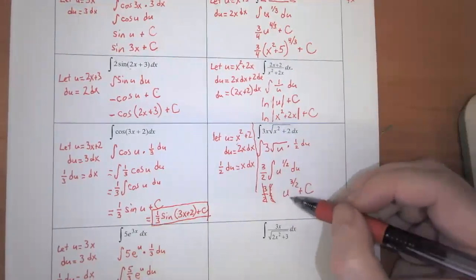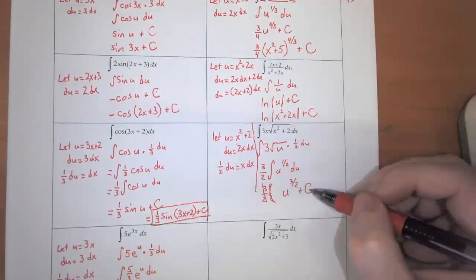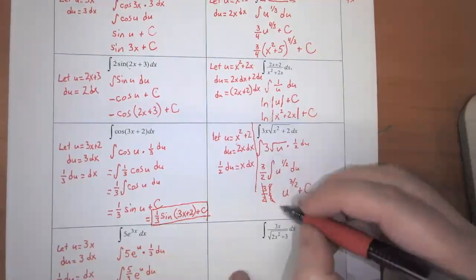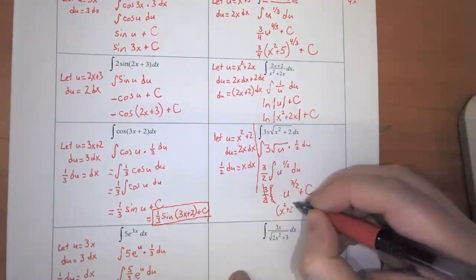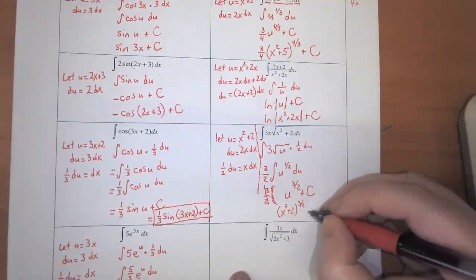So the antiderivative of this turned out to be u to the 3/2 plus c. And the last thing we do is we're just going to express this as x squared plus 2 to the 3/2 power plus c.